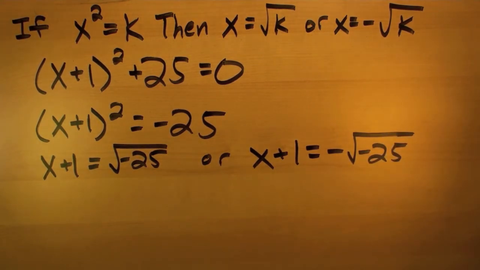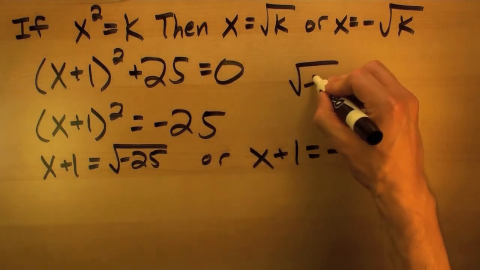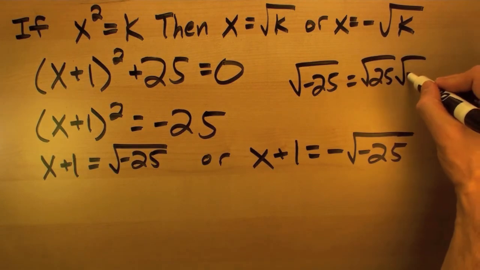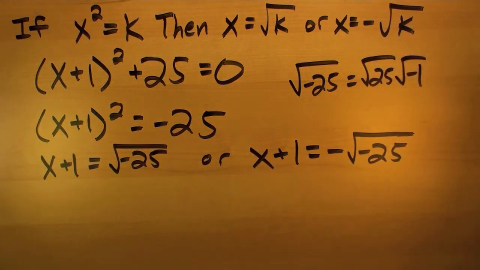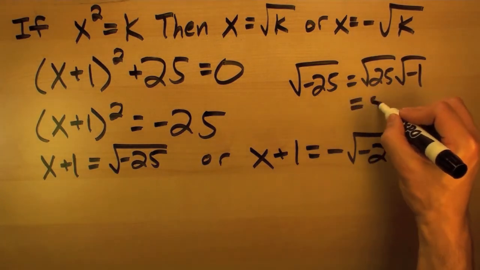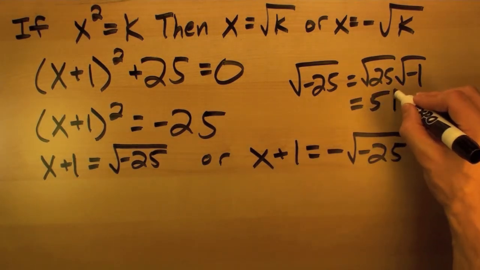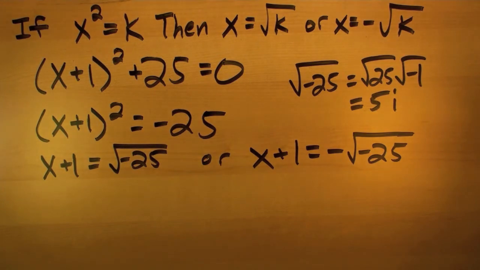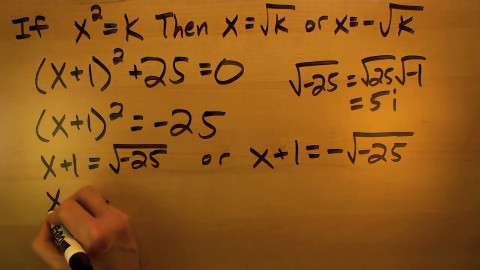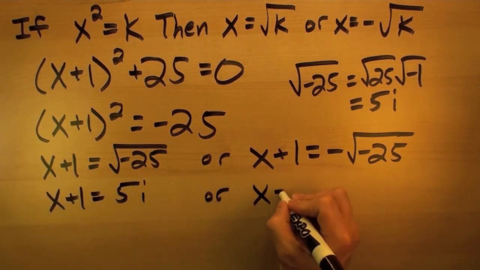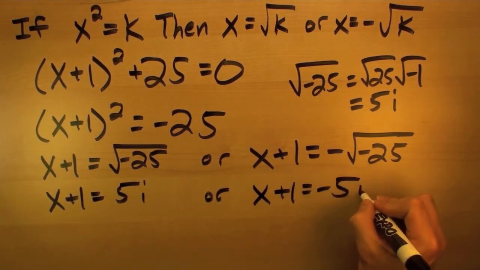And thinking back to our work with complex numbers, we remember that the square root of negative 25 can be written as the square root of 25 times the square root of negative 1. The square root of 25 is 5, and the square root of negative 1 we signify with lowercase i. So the answer becomes 5i. So x plus 1 equals 5i, or x plus 1 equals negative 5i.